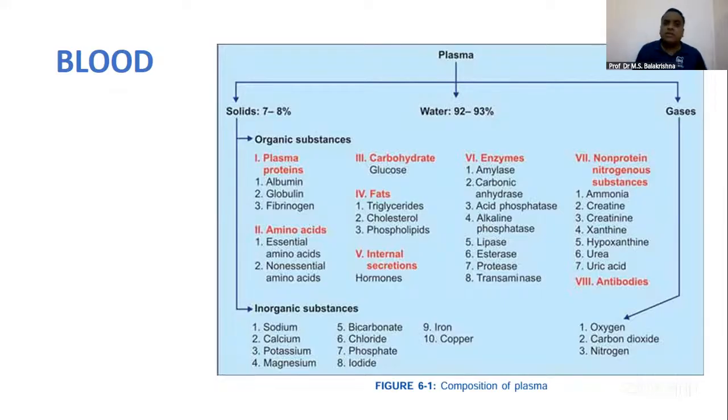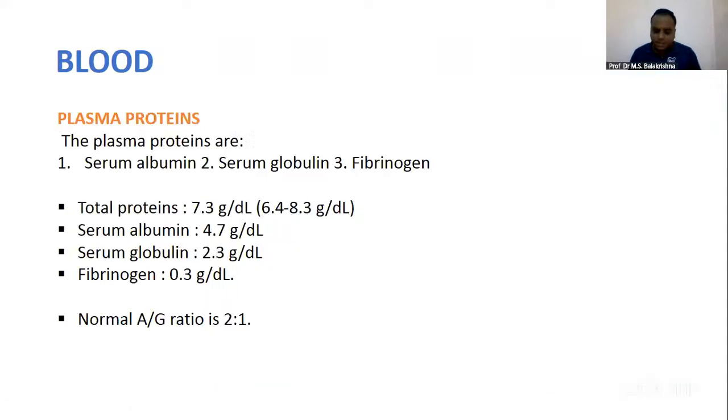So along with the organic, you have inorganic substances also. The inorganic substances are sodium, calcium, potassium, magnesium, and the list goes on. So please learn the composition of blood. So the first one is the properties of the blood. The second one is the composition of the blood.